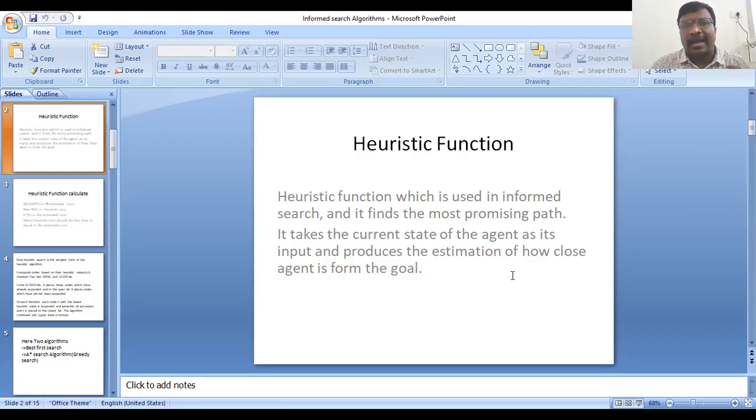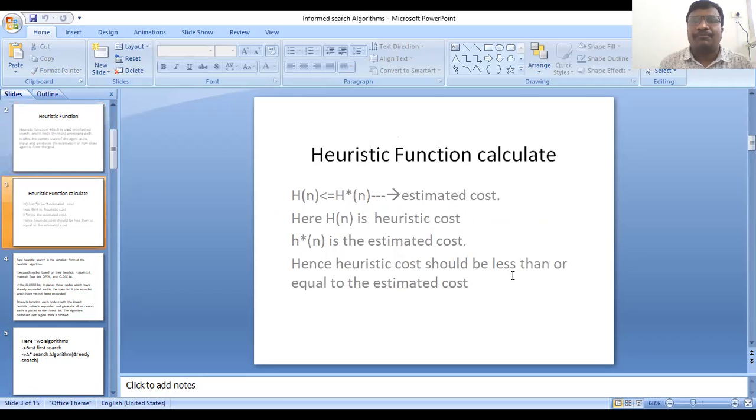It takes the current state of the agent as input and produces the estimation of how close the agent is to the goal. That is the heuristic. And next one, how do they calculate the value in the heuristic function?